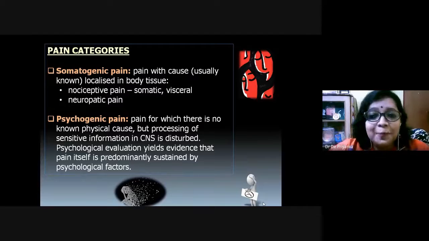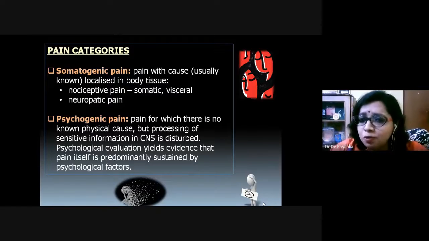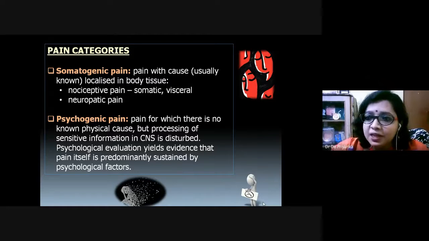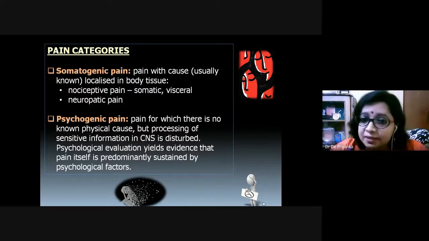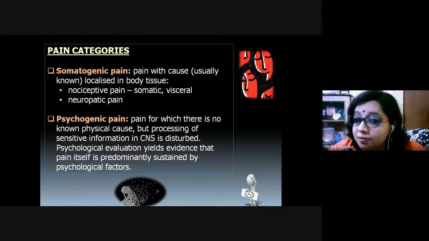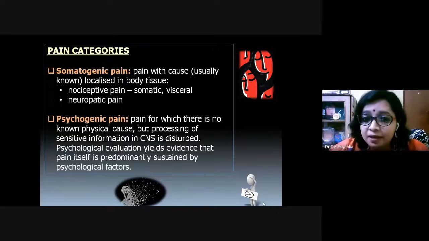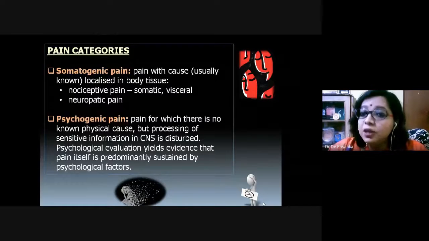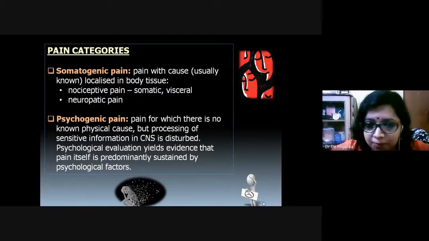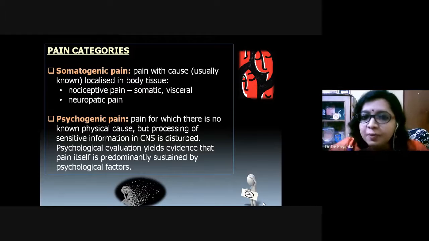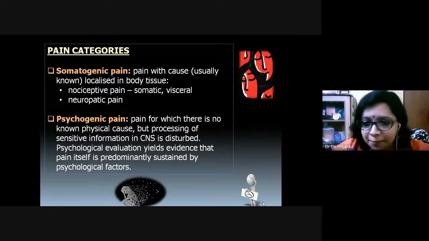The psychogenic pain, the mental pain, is the pain for which there is no known physical cause, but it has been seen from different types of imaging devices that there is disturbance in the processing of information at the level of the central nervous system. So the pain is there, and psychological interventions should therefore be attributed to this type of pain, which is called psychogenic pain. I will come across it later on. So remember, there are basically two types of pain, somatogenic versus psychogenic pain.